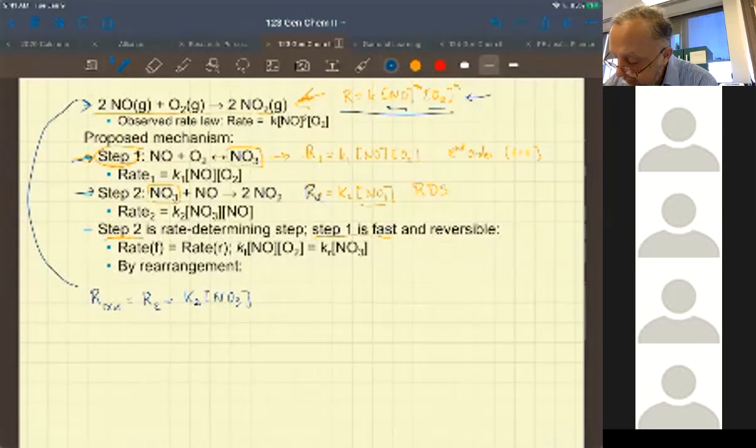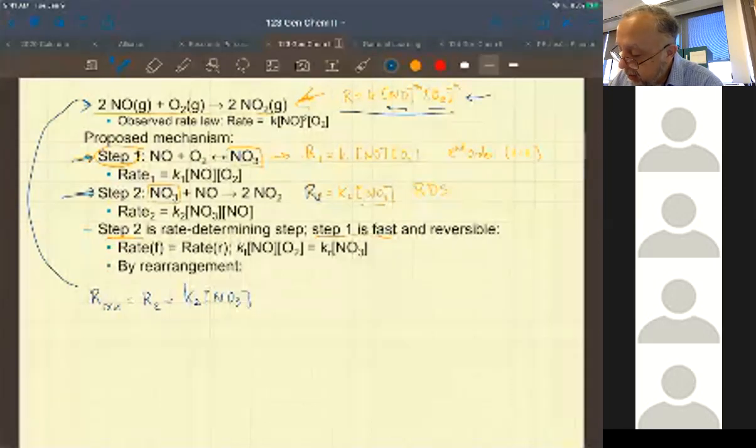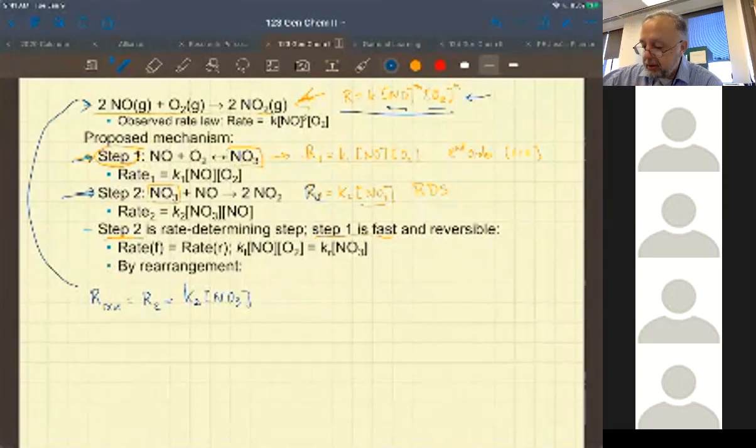So let's think about step 1 now. If step 2 is the bottleneck, it means that reaction step 1 is going faster and is going to produce NO3, and the NO3 is going to be produced more and more, and the concentration is going to increase until the concentration is so high that the NO3 is going to start reacting backwards as well. Remember that this reaction is at equilibrium. So that means it can go one way or the other.